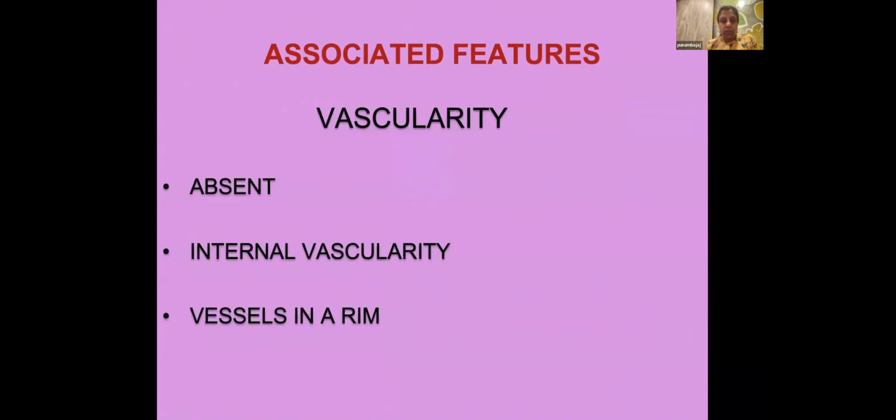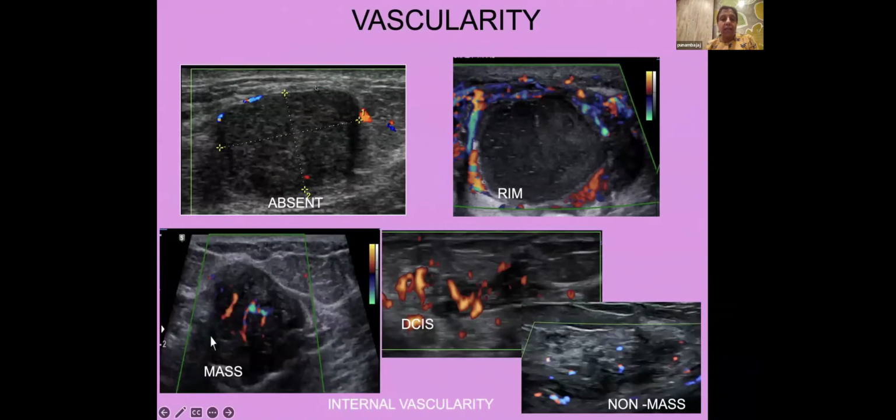Vascularity is also under associated features. You look for vascularity within the mass, not peripheral vascularity. Within the mass, if you see vascularity, then it is said to be having vascularity. Otherwise, you just say that there is no vascularity. What is this? There is nothing inside the lesion, but there is a lot of rim vascularity and hyperemia. This is classical for a breast abscess, particularly the staphylococcal abscesses.